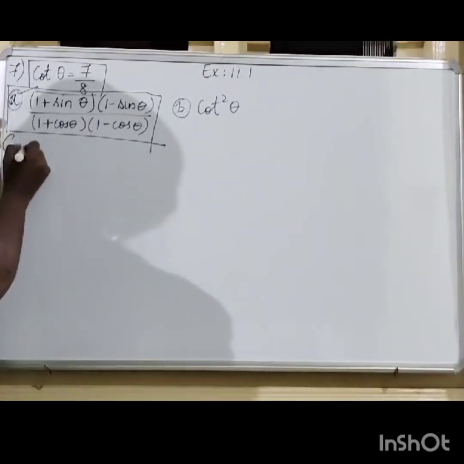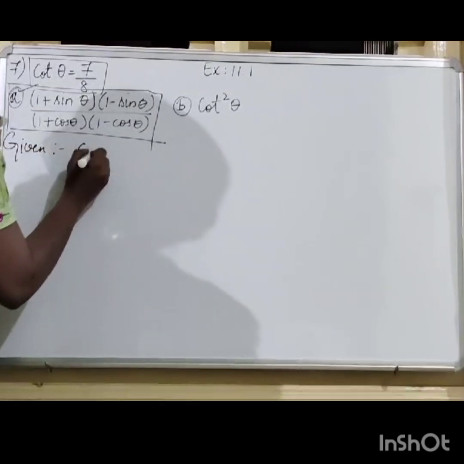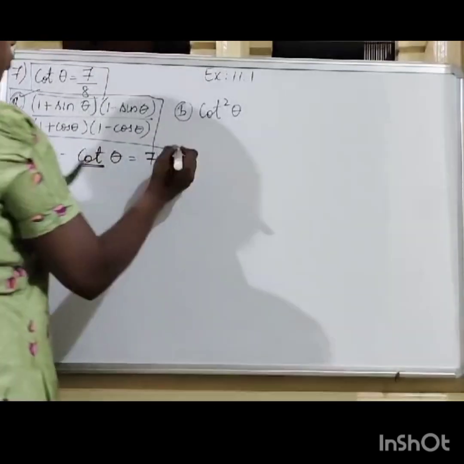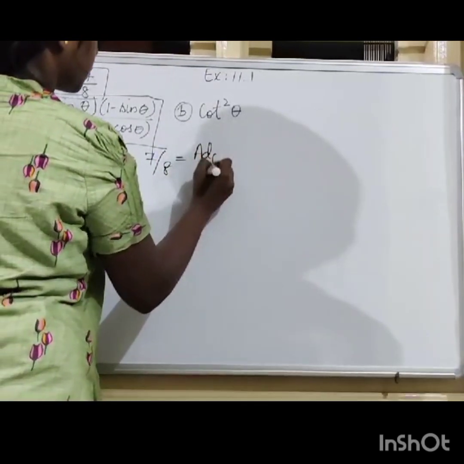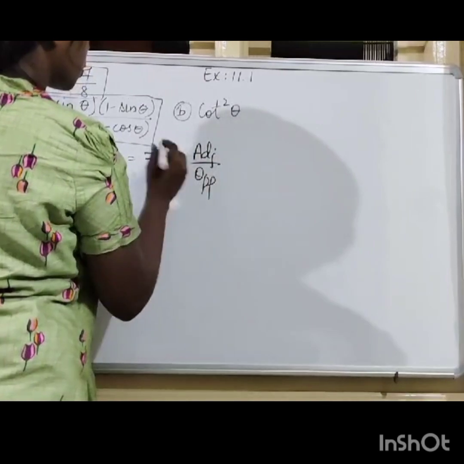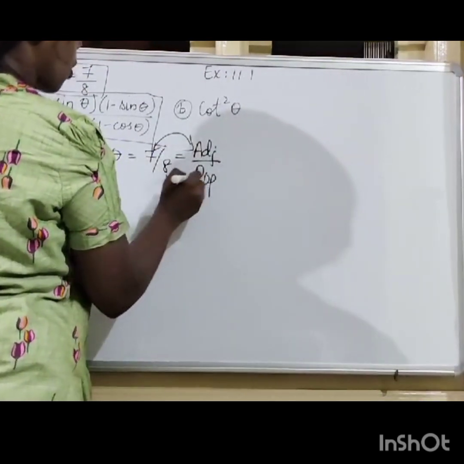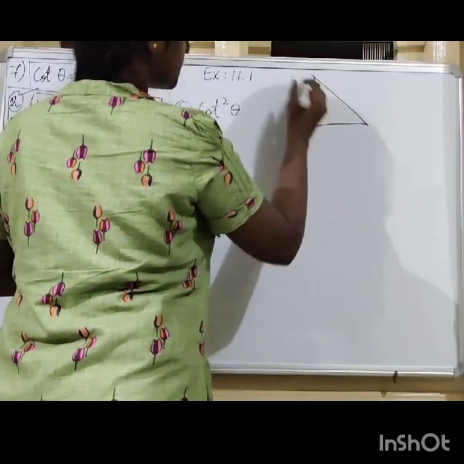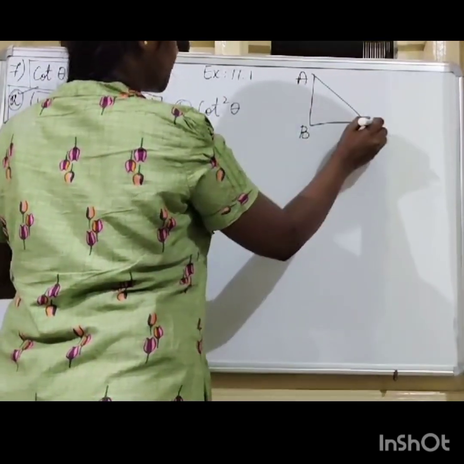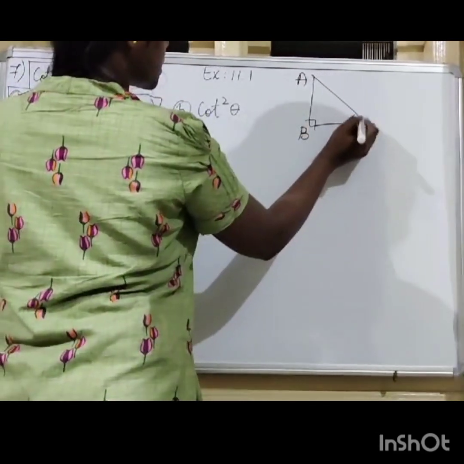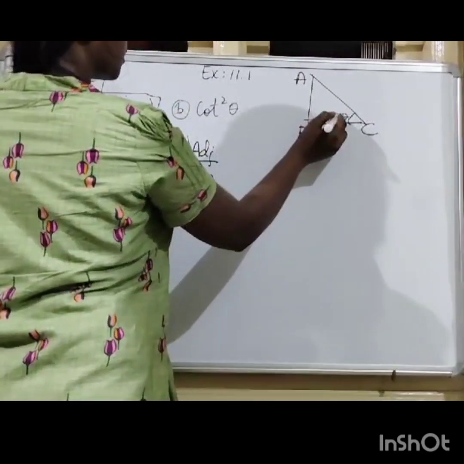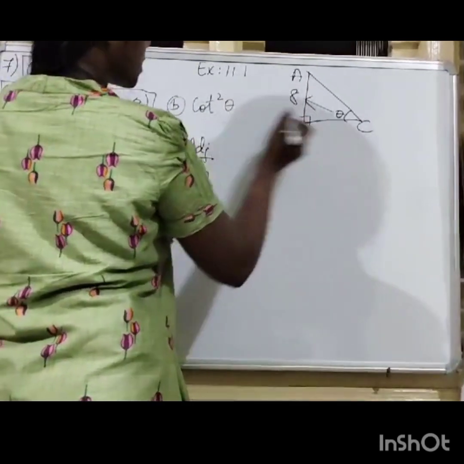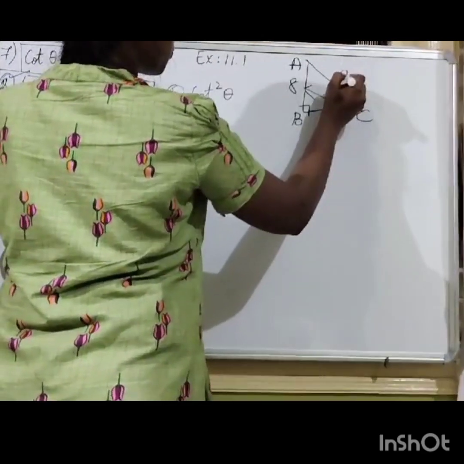So what is given in the question is cot theta is equal to 7 by 8. The ratio for cot theta is adjacent by opposite. So our adjacent value is 7, opposite value is 8. So let us consider a right angle triangle. If this is our theta, this is the opposite side. So the opposite value is 8 centimeter and the adjacent value is 7. We are supposed to find out AC.